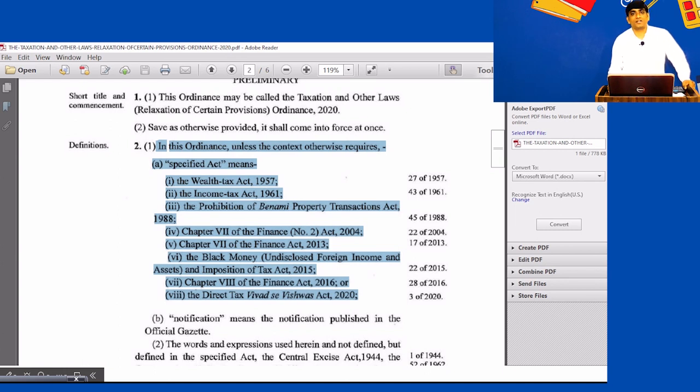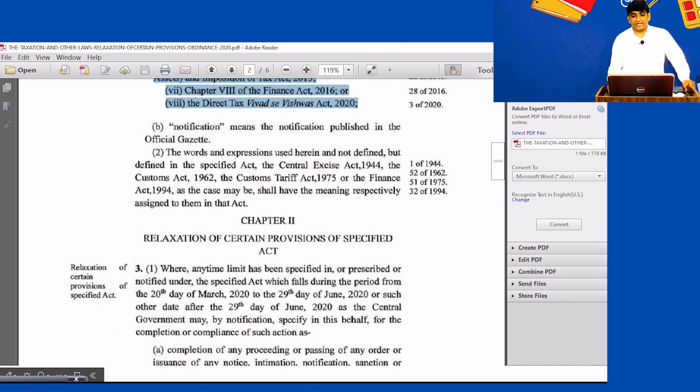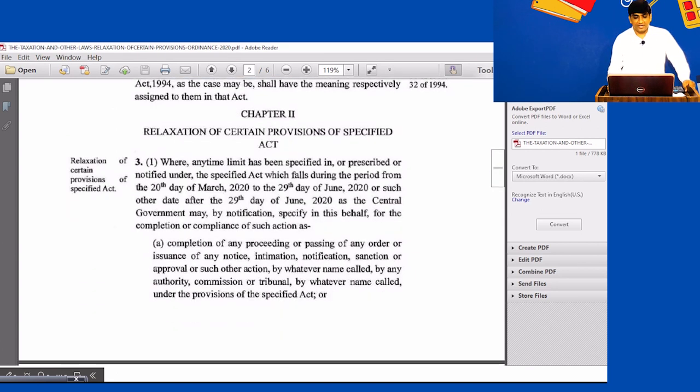These are the acts which are covered through this ordinance and whose prescribed time limit has been extended. So what is extended? Let's see now. It is covered in section 3 subsection 1. Here you can see, first of all, the first 3 lines only.